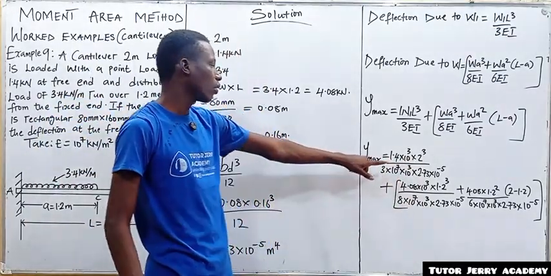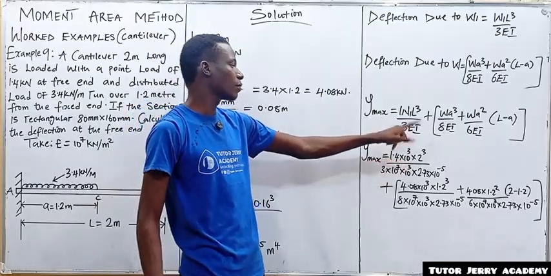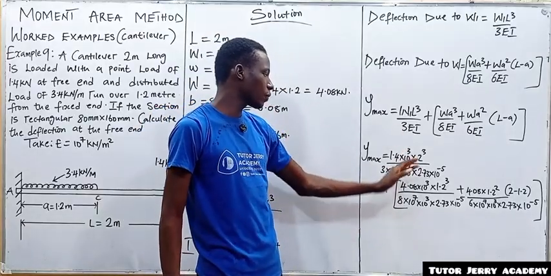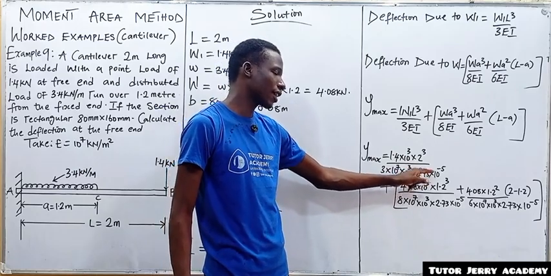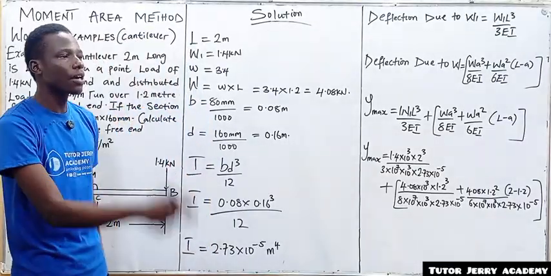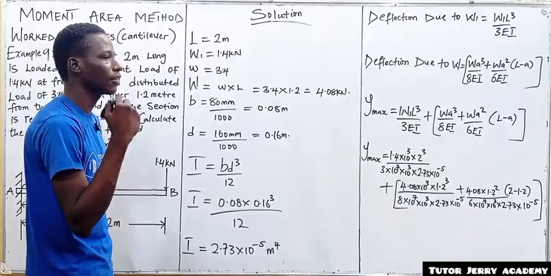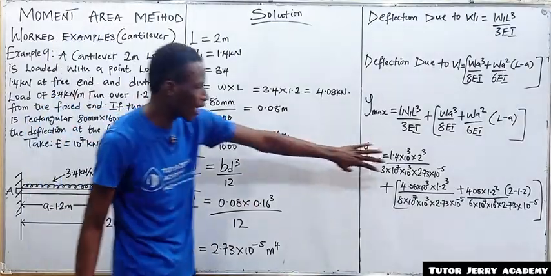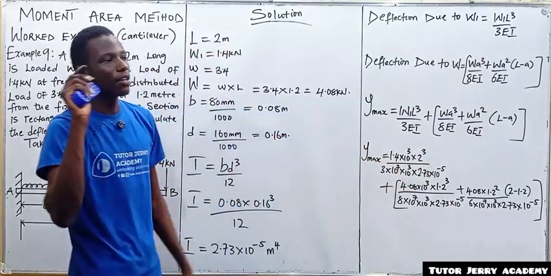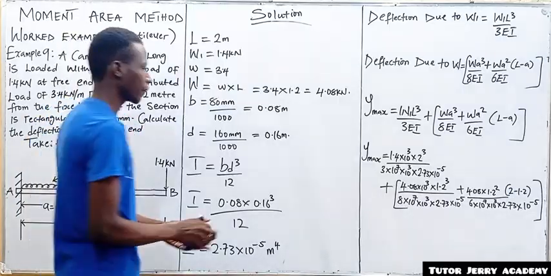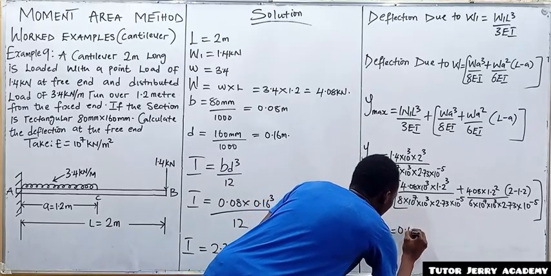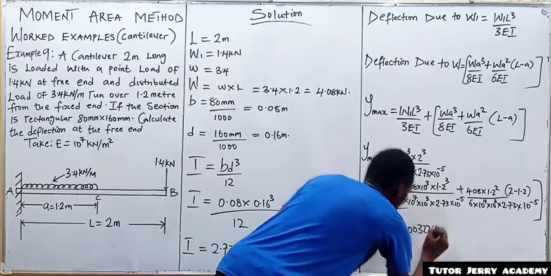We have 1.4 times 10 to the power of 3 times 2 to the power of 3 all over 3 times 10 to the power of 7 times 10 to the power of 3 times 2.73 times 10 to the power of minus 5. If you do this, you have nothing but what? 0.003228. All right, that is after solving this. You divide this by this, you get 0.003228. So y max is equal to 0.003228. That is for this.